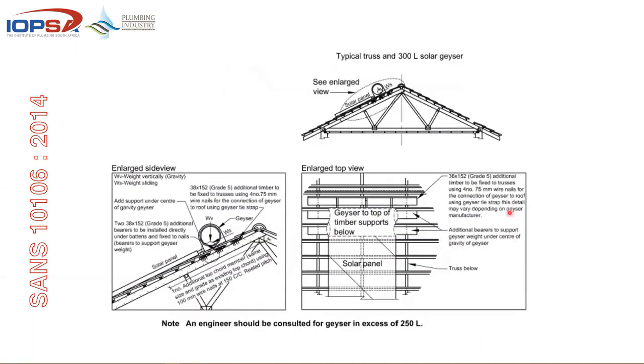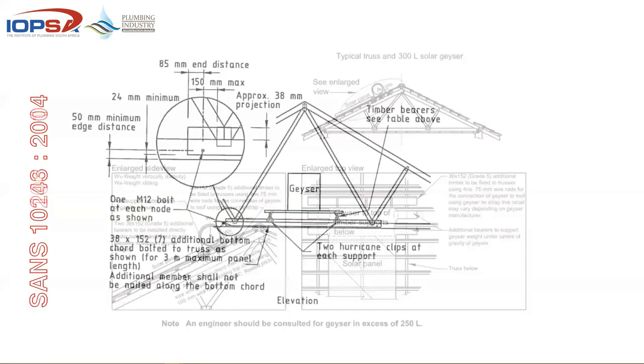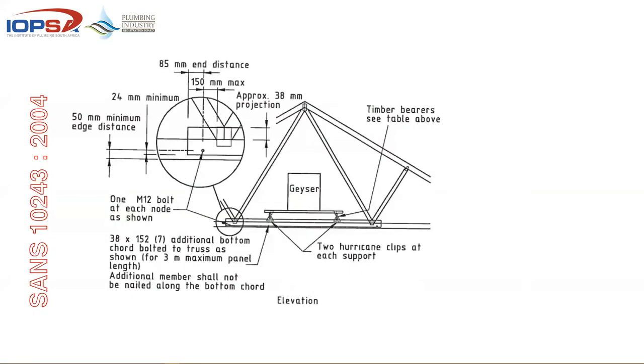Still in 10.10.6, we have got integral systems. So you'll find that there's bigger timber reinforcing required there for the actual geyser. The sizes are all on there. Everything is specified to the details. Then there's a standard called 10243, which is the construction and erection of roof trusses. They go into more detail.